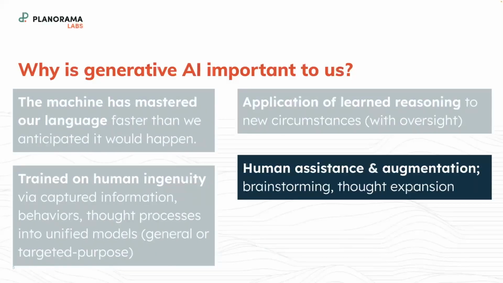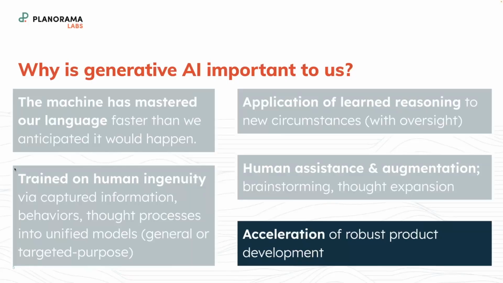So what does that mean for us in product development? Well, it means that everyone's trying to figure out how to use this because of that capability, right? But there is significant potential to augment and accelerate what product teams can actually accomplish.